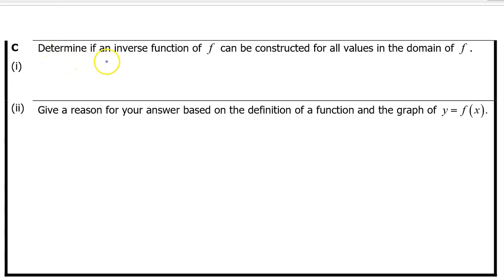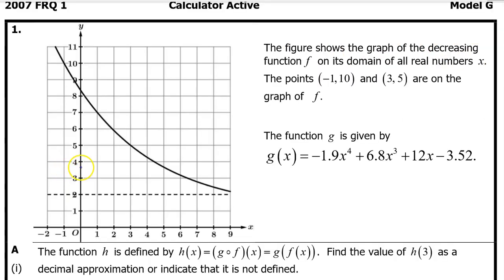See Part 1. Determine if an inverse function of f can be constructed for all values in the domain of f. In Algebra 1, you might have learned that a function has an inverse if it passes the horizontal line test. Notice how any horizontal line you draw will only hit one point at a time. So function f does have an inverse.